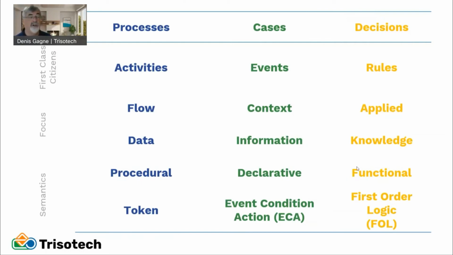So there you go, a very quick introduction of BPMN, CMMN, and DMN, the difference in their focus. So BPMN, first class citizen activities, case, CMMN, first class citizen events, and DMN, first class citizen rules, dealing with data, information, and knowledge, and a more prescriptive or procedural, declarative, and functional description. So that gives you a very quick look at some differentiation between BPMN, CMMN, and DMN.